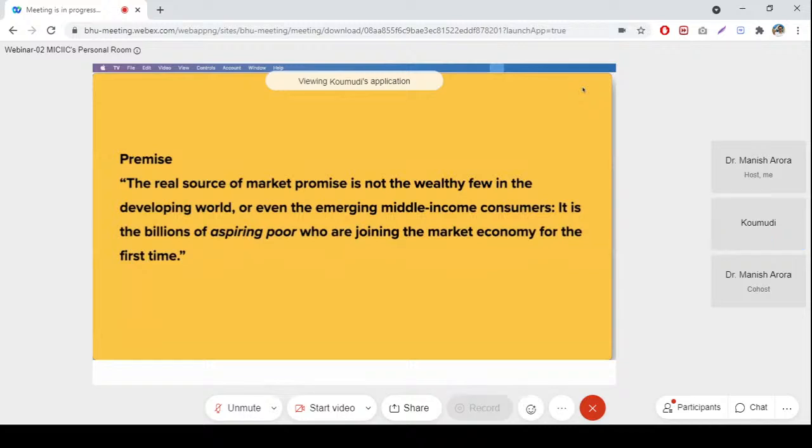In this book, Prahalad and Hart say that the real source of market promise is not the wealthy few in the developing world or even the emerging middle income consumers. The real source of market promise is the billions of aspiring poor who are joining the market economy for the first time. But do we know this user and market segment?